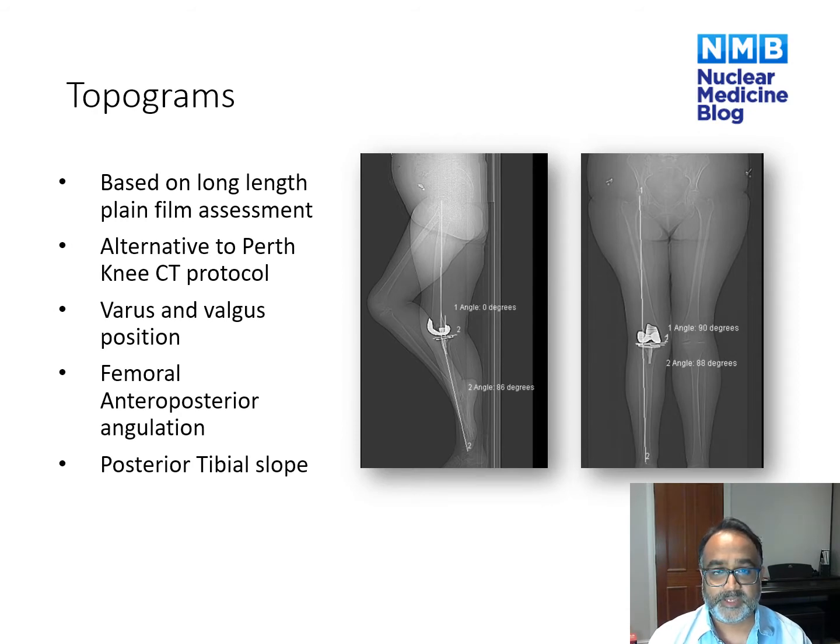When we are performing SPECT-CT of the knees, it is helpful to assess the component position. We do this using long-length topograms, and this is based on the traditional technique of using long-length plain films. It's an alternative to the Perth knee CT protocol, which is a higher dose investigation. By using an anterior and a lateral topogram, we can assess the varus and valgus position and femoral angulation and posterior tibial slope.